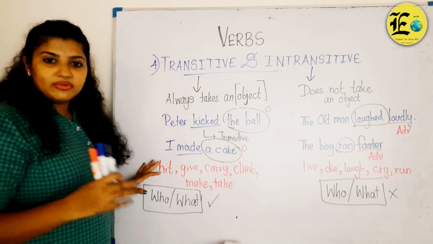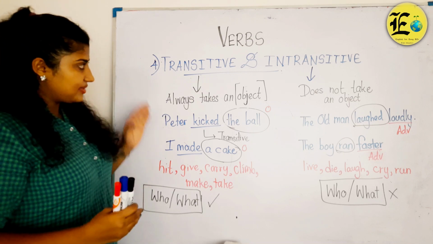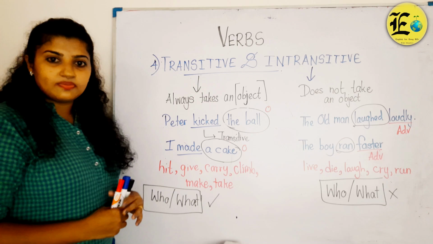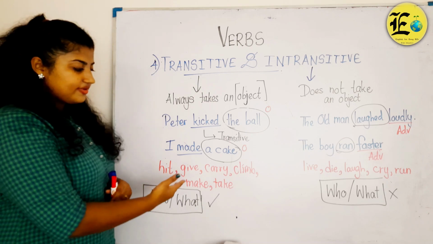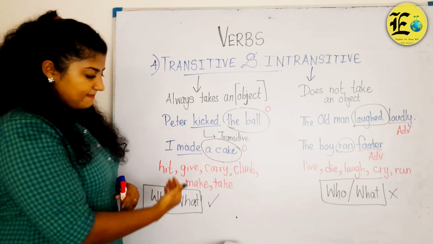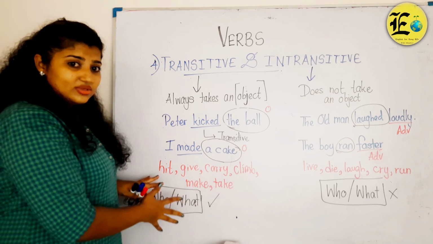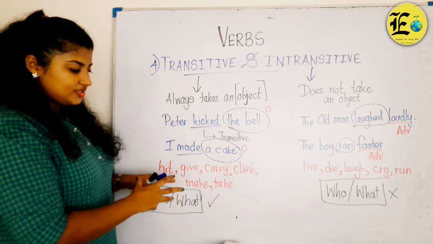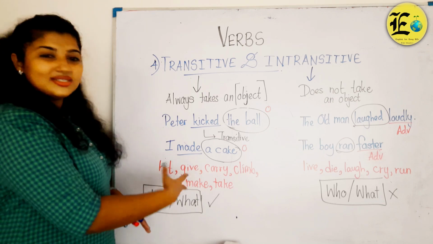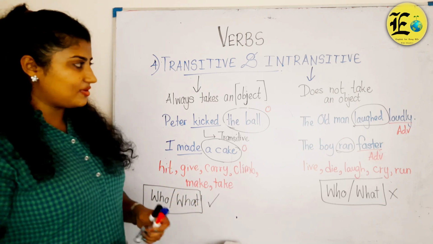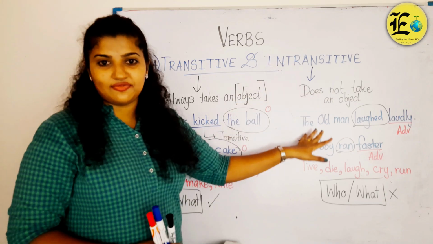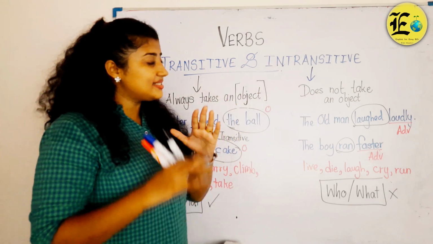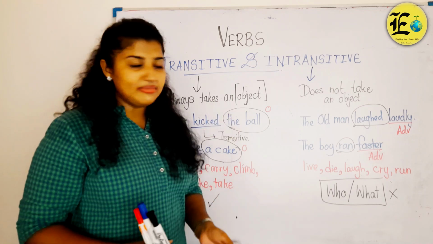There are some common verbs in English language which are categorized under the transitive, like hit, give, carry, climb, make and take. Amidst all these, there are a lot of transitive verbs. So we've just brought you the main or the simple or the commonly used transitive verbs. Now let us see what intransitive verbs are. Intransitive verbs are the verbs that do not need an object to complete the meaning.